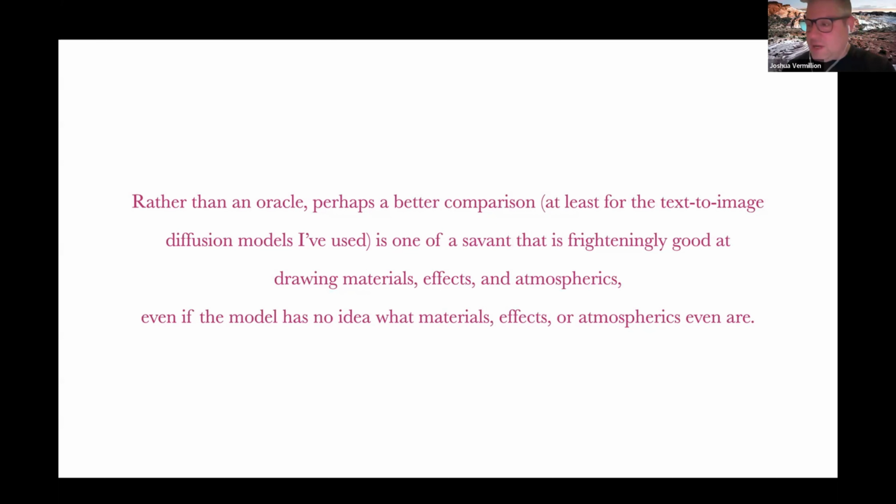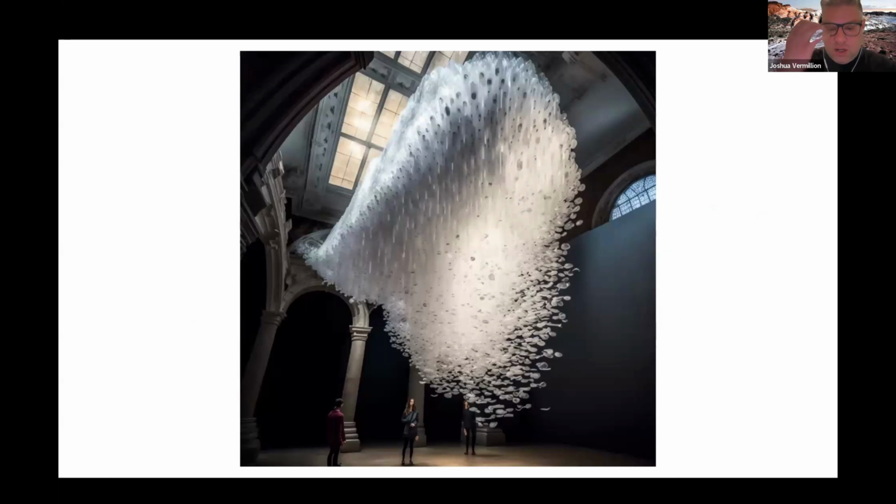It's frighteningly good at drawing materials, effects, and atmospherics, even if the model has no idea what materials or effects or atmospherics even are, right? It's the semantics that it lacks, and that's where maybe our imagination can take over. But again, it's very good at drawing these materials, effects, and atmospherics and generating a number of things. And so here's where I started with generative AI, these hanging installations that are basically aggregations of small parts that form a larger systemic whole, right? This was Midjourney way early, maybe version 4, back in, I don't know, autumn of 2022 or maybe late autumn of 2022.